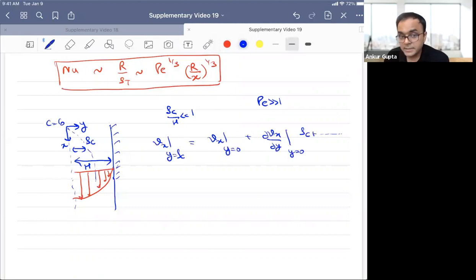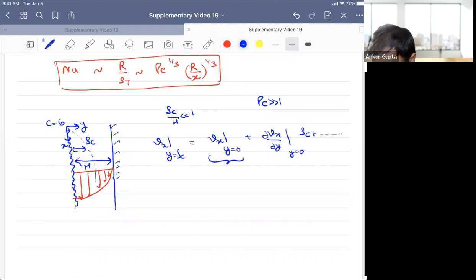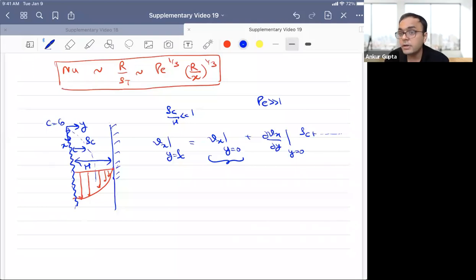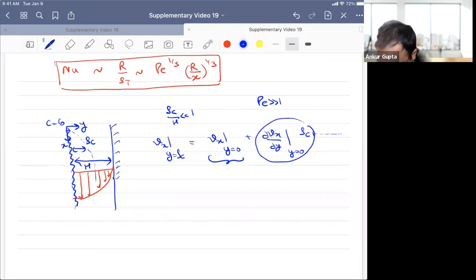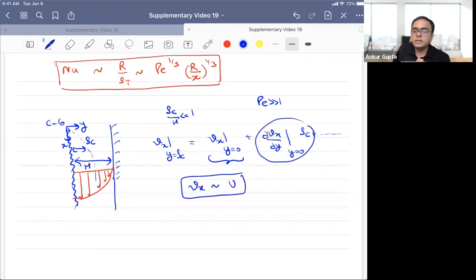Now in this case, at y equal to 0, the place where the transfer is happening, we do not have no slip. So this is not no slip. We have a velocity at the surface, so we will not use this part. This part is only used when the velocity is exactly 0 at the surface, because otherwise there is a contribution coming from the first term, which is very important. And if that term has a scale, then we can simply say that the velocity will scale as U, because that's the maximum velocity, right? The velocity is maximum here, so it will simply scale as U.